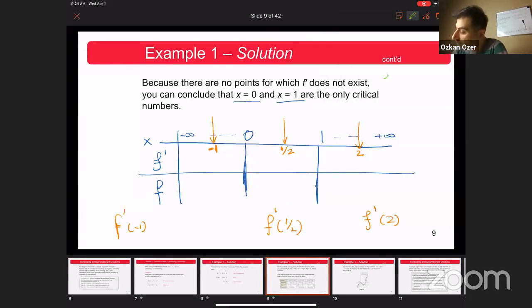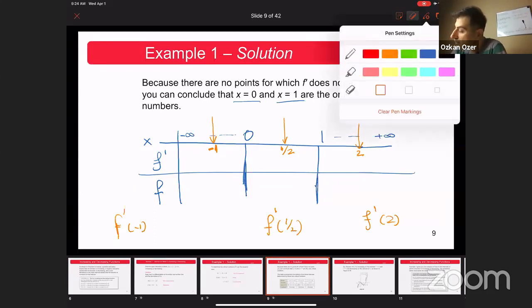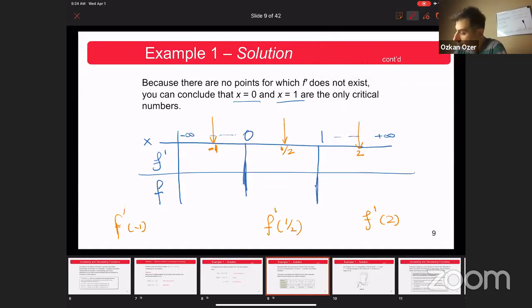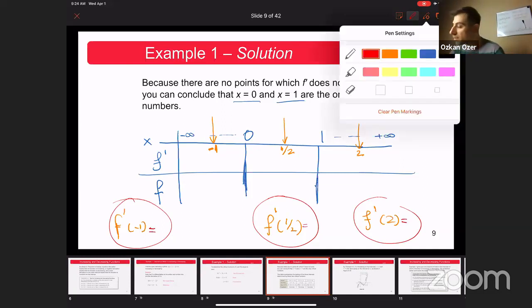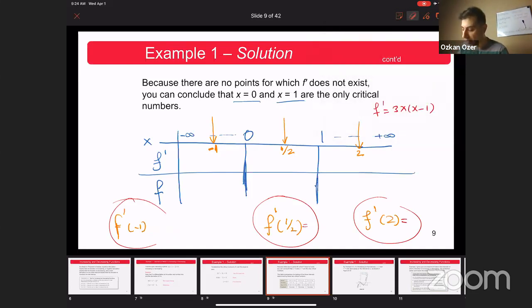So f prime is 3x times, well, maybe that's not the best place to write. I'll just write it here. F prime is 3x times x minus 1. Okay? All I need for these guys is just the sign of f prime. I don't need to know exactly what those numbers are, but I just need to know the sign of those. In other words, I just need to know if these guys are positive or negative, okay?